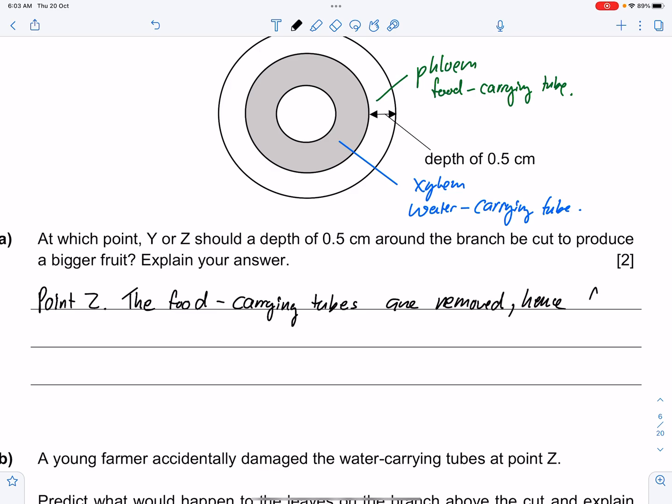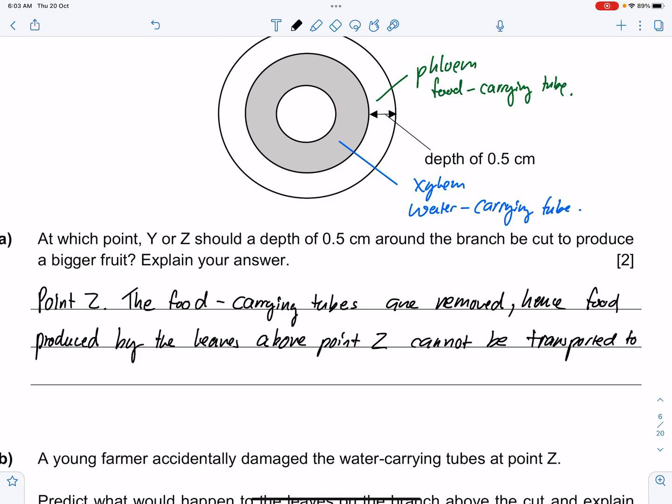Hence, food produced by the leaves above point Z cannot be transported towards the roots.